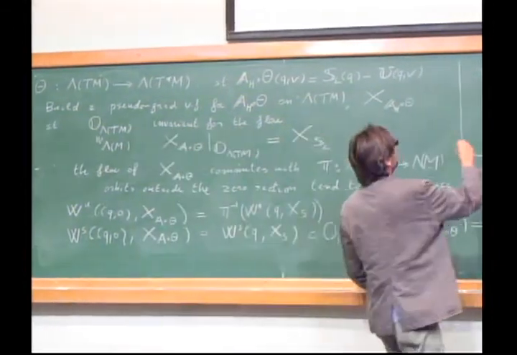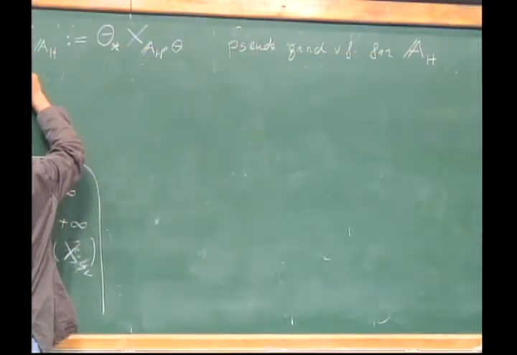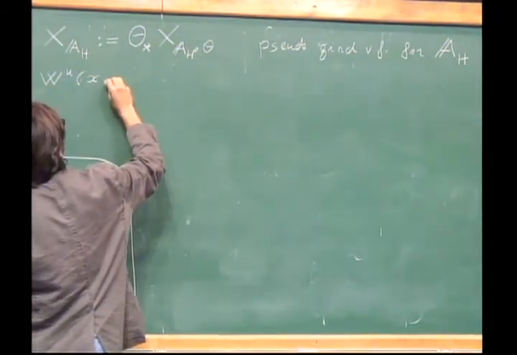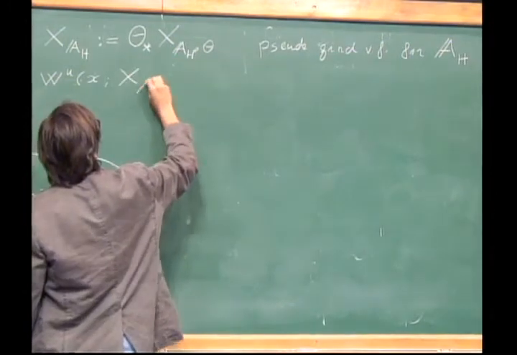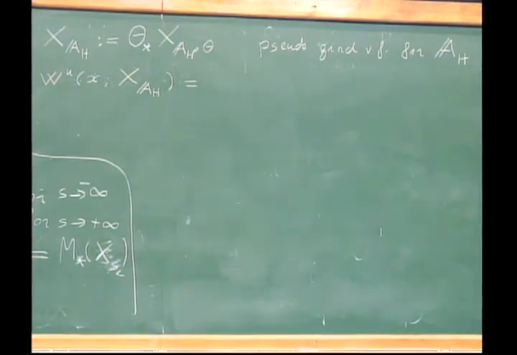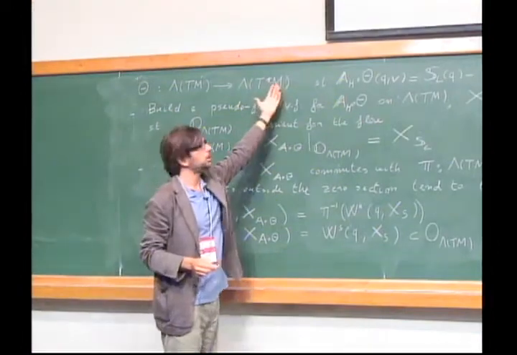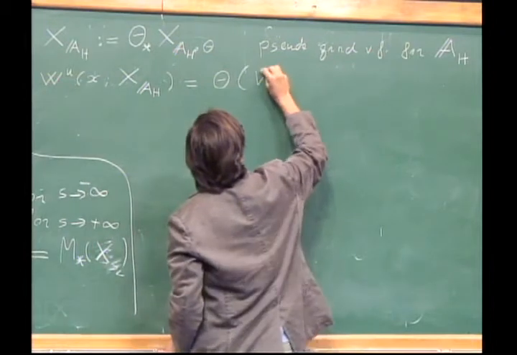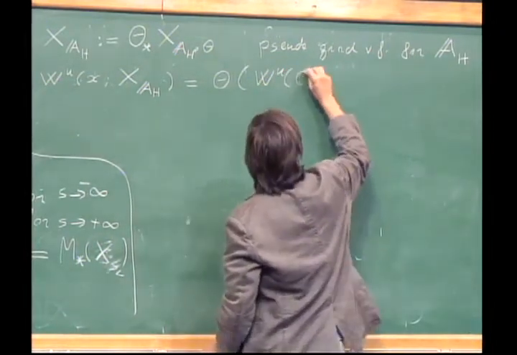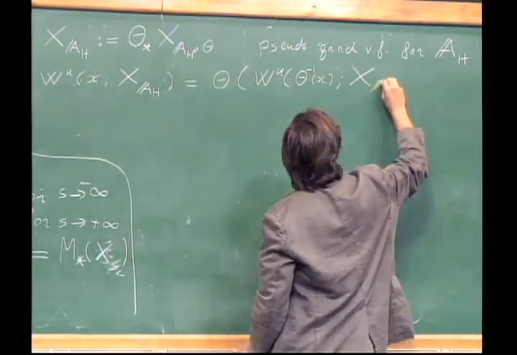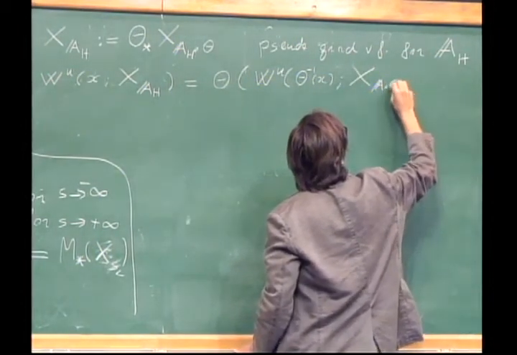What can we say about now stable and unstable manifolds? So if now we have the unstable manifold of a critical point x with respect to this X_AH, well, this is exactly the same system we had here, just that we pushed everything here. So this is precisely theta of the unstable manifold of theta minus 1 x with respect to the other vector field, X_A composed with theta.